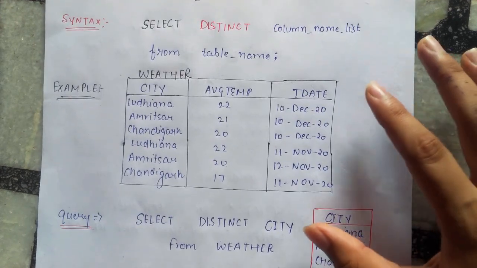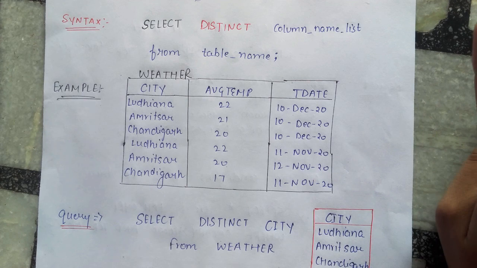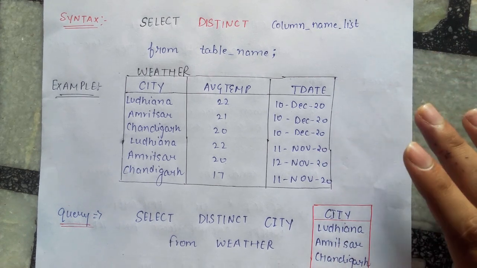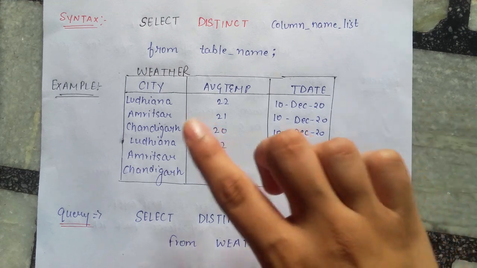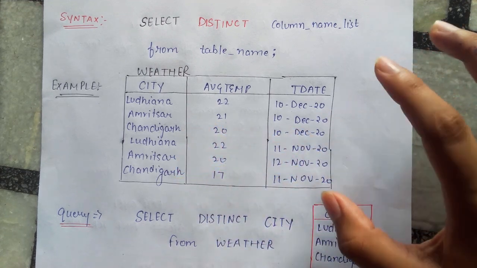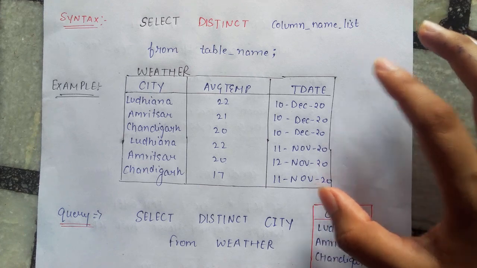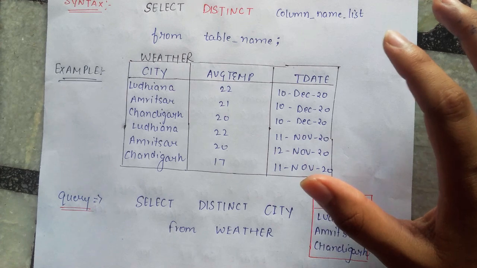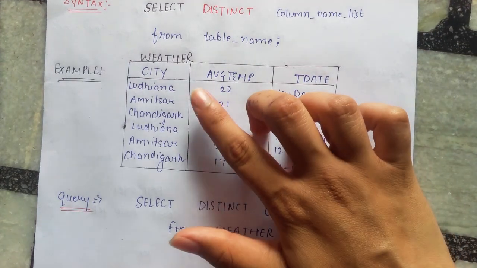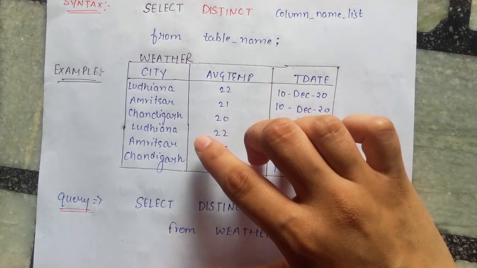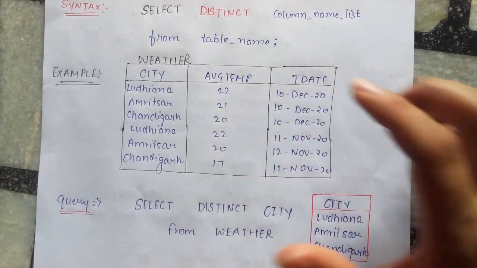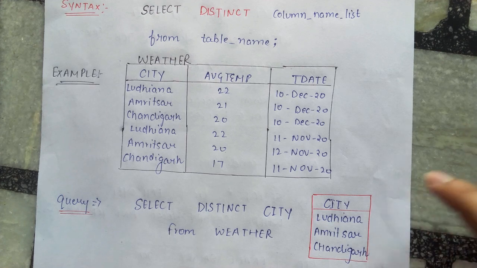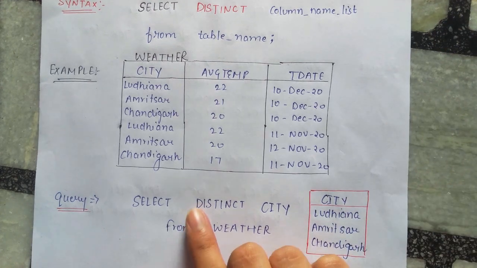This is a weather table consisting of three columns: city, average temperature, and date. Let's suppose we want to see the names of all the cities that reside in this table, and we want only distinct cities. We can see in this example that Ludhiana is repeating two times, Amritsar is also repeating, and Chandigarh is also repeating. We want only distinct values so that we get a clear idea about the cities in the table. So we will use the DISTINCT clause.